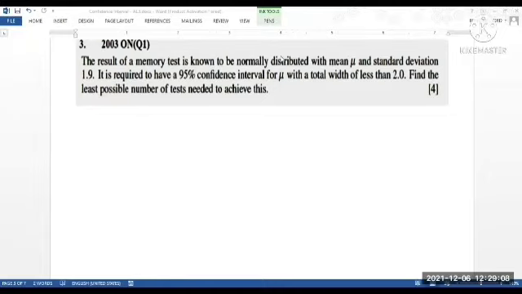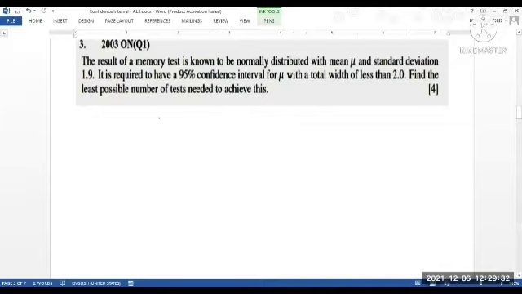So this is a bit indirect question. They are not asking you to find the confidence interval, but the confidence interval is given to you in the form of width, and they are asking you to find the least number of tests required. In the sense, they're asking you to find the sample size.